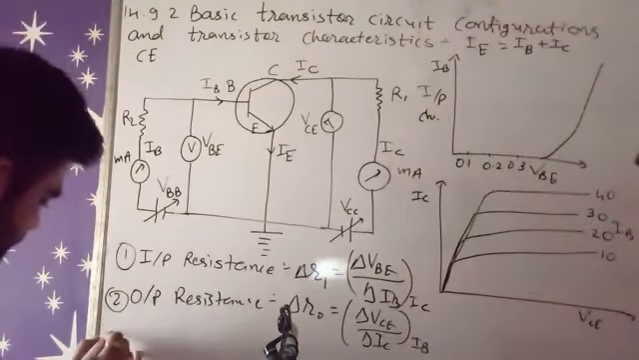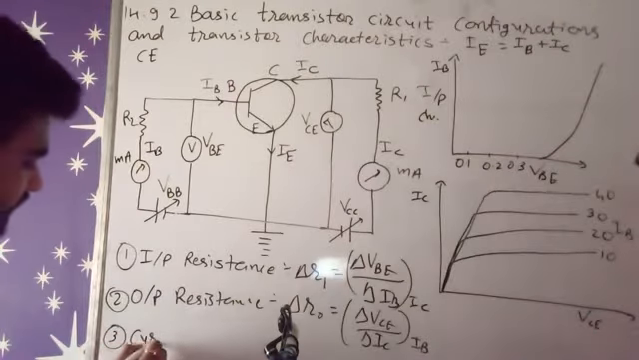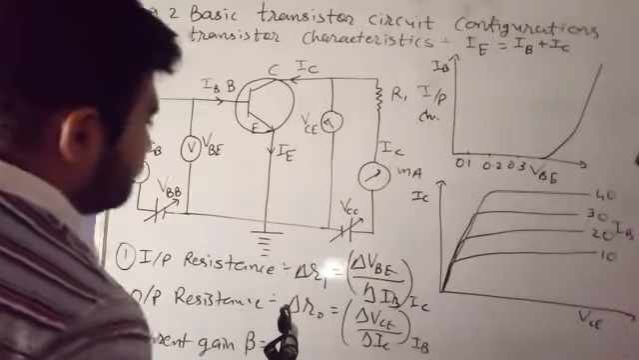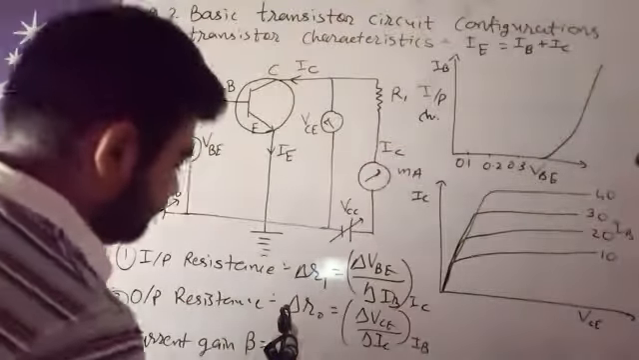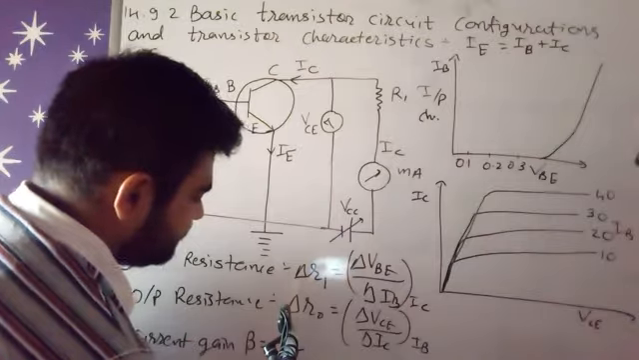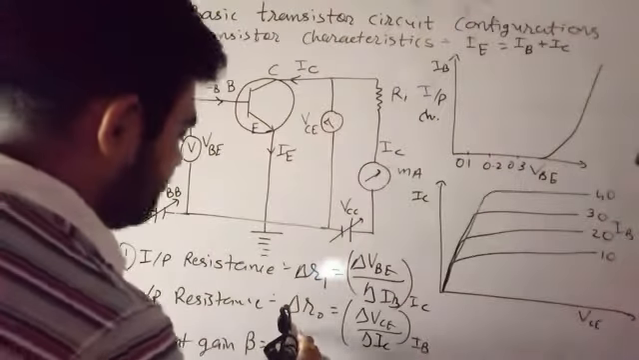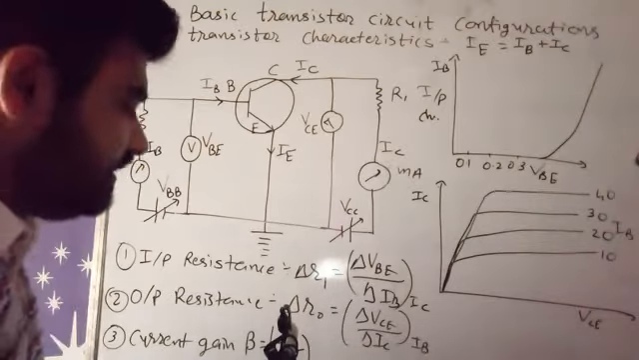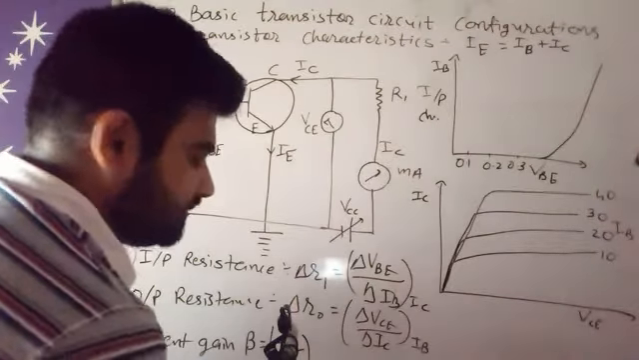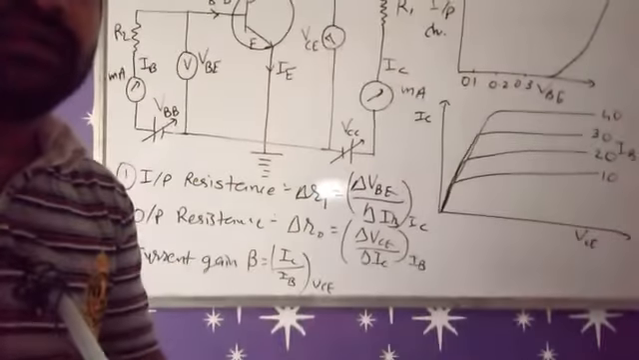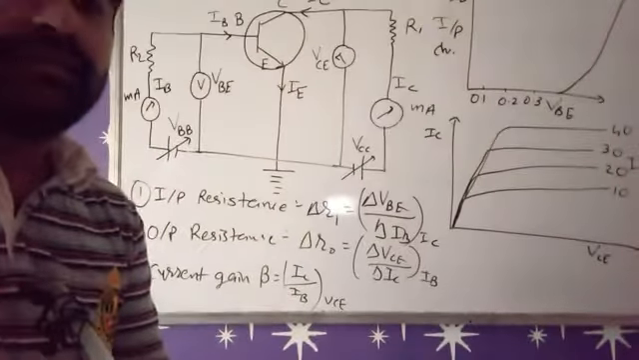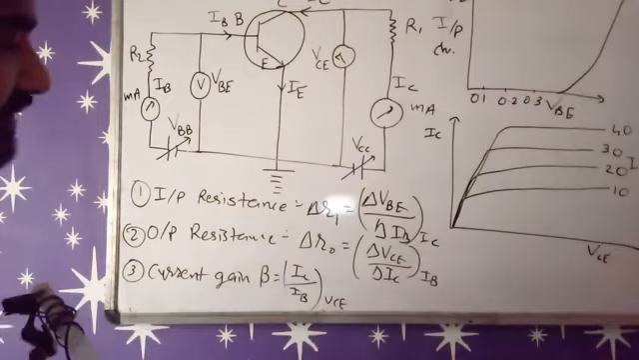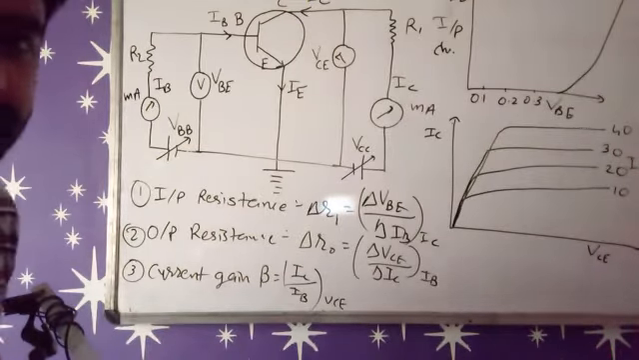Now third, current gain. We denote current gain with beta. What is current gain? Output upon input, so IC upon IB, keeping VCE constant. So current gain beta is equal to IC upon IB, and simply we keep VCE as a constant value.